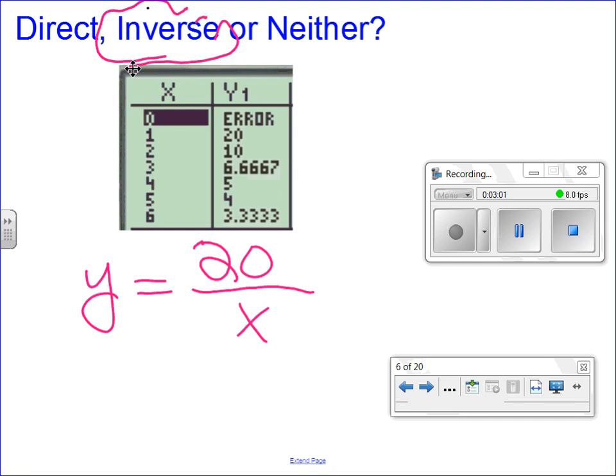Because 20 divided by 0. Right, if I put that 0 in for x, 20 divided by 0 is nothing. So it's safe to say, anytime you have an inverse variation function, you're going to have an error for your 0 entry. Okay? All right.